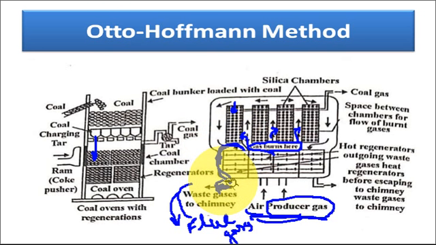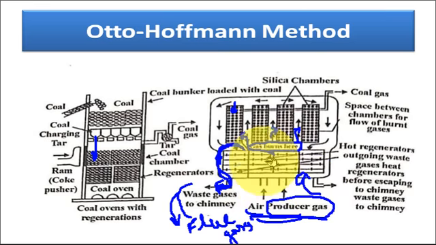Clear? So the flow of heating flue gases is then reversed, and the inlet gases used for combustion are passed through the heated checker brickwork of regenerators. What does it mean? It means that the first time the waste gases are released through this pathway. The second time, we pass the gases from here.